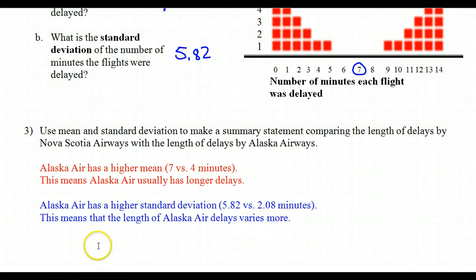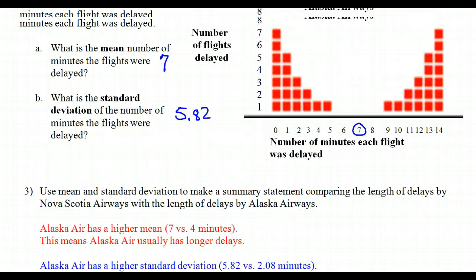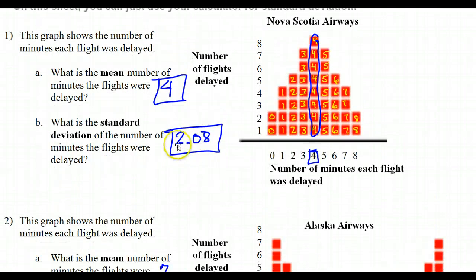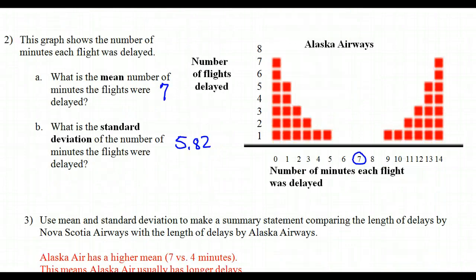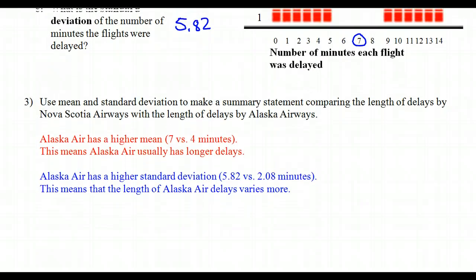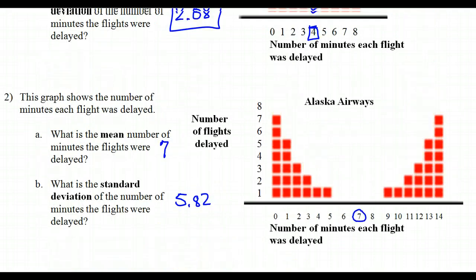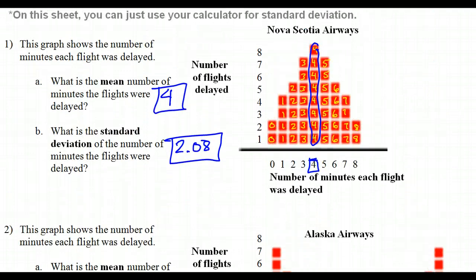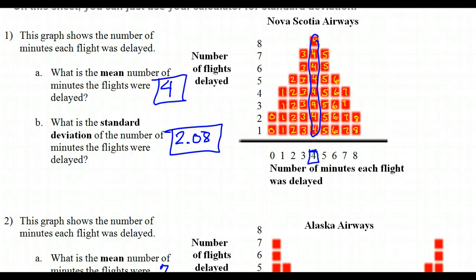You could have just as easily said it the other way and said that Nova Scotia Air had the lower standard deviation. If you go with that, then you're going to say this means that Nova Scotia delays are more consistent length. All right, that is the end of this video. I hope now you understand how to use your TI-30 XS Multiview to find the mean and standard deviation of a frequency table.